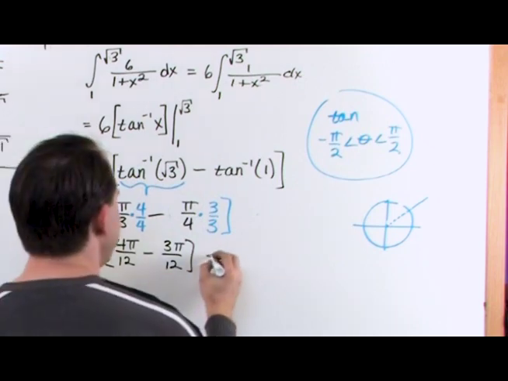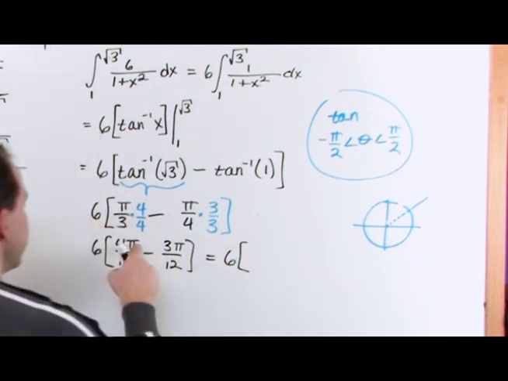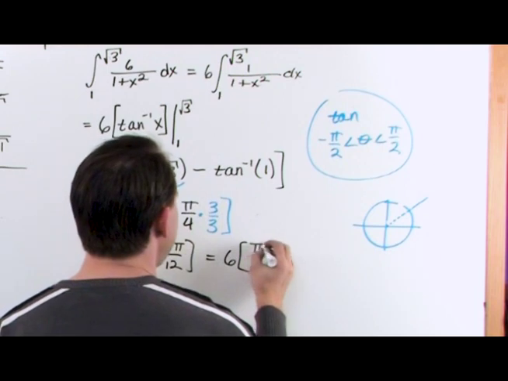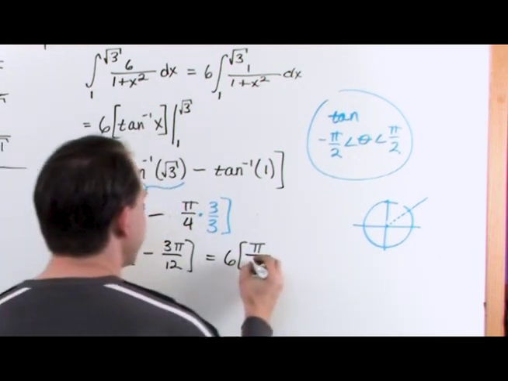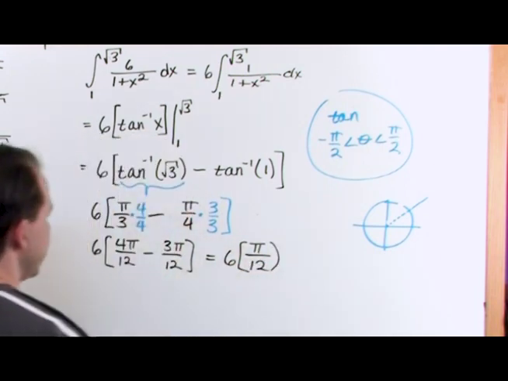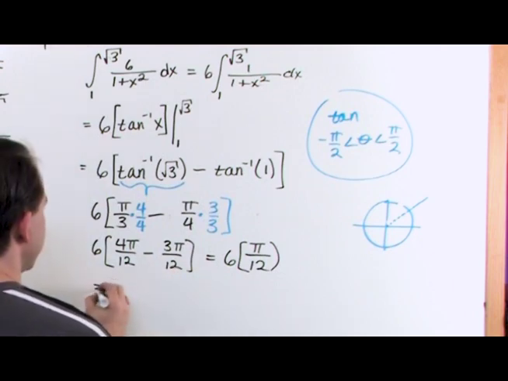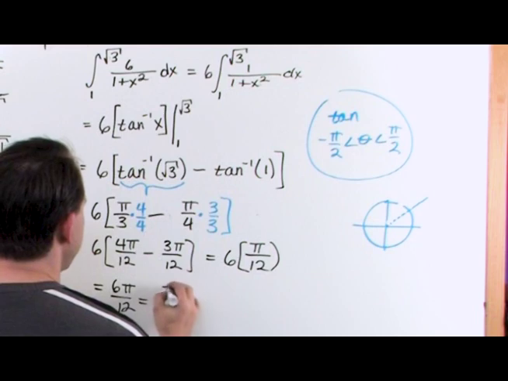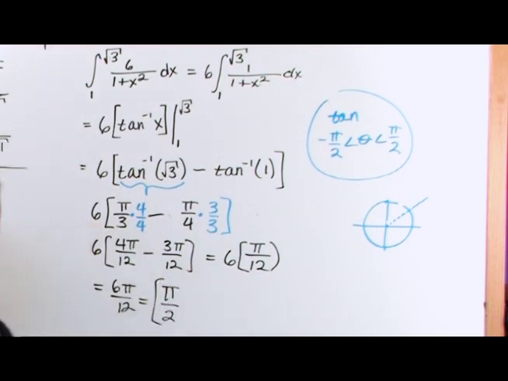So inside here, I have 6 times 4 pi minus 3 pi, which is just pi, over the denominator, which stays the same at 12. I think you can convince yourself that this is going to be 6 pi over 12, which is simply equal to pi divided by 2. So this is a long-winded process, but the answer is pi over 2. That's the answer to the integral.